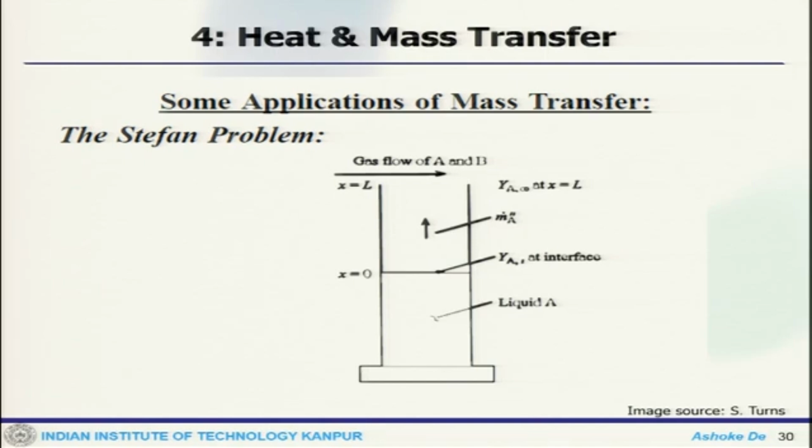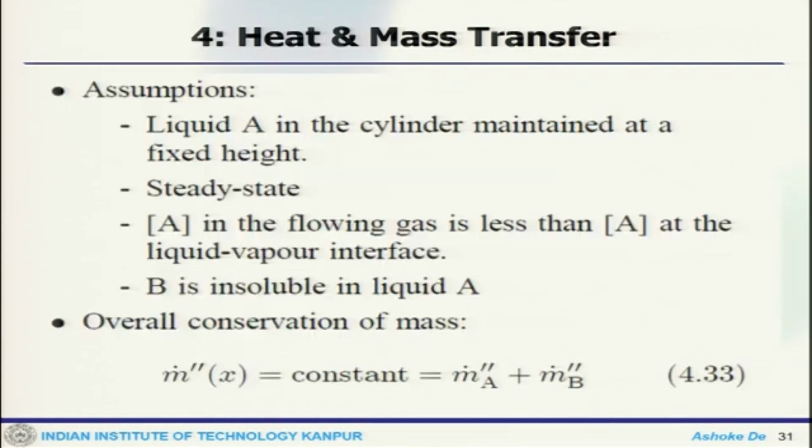So, here is a schematic of that particular one. Through the top there is a gas flow that has A and B, and this is at coordinate x equals 0, and this is L, and this is at the interface y A, this is liquid. So, that is the definition of the problem.